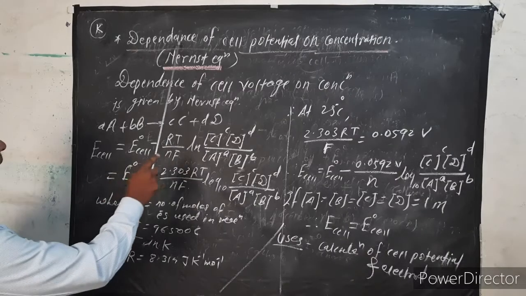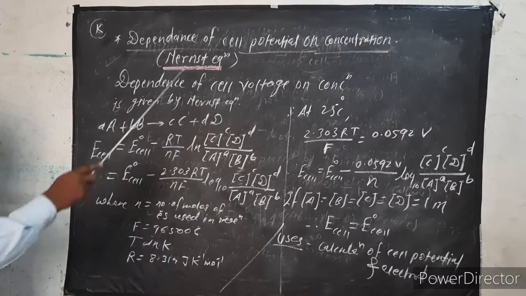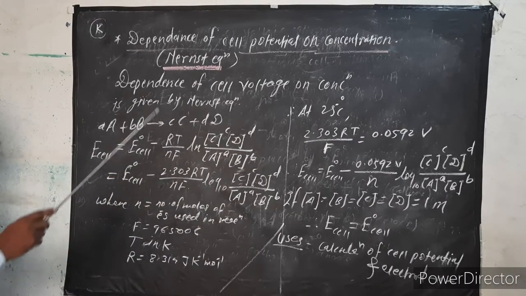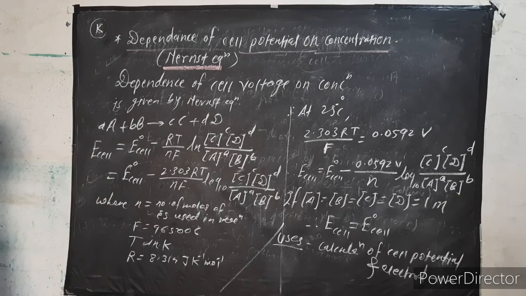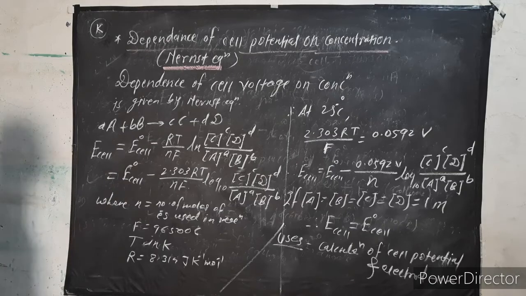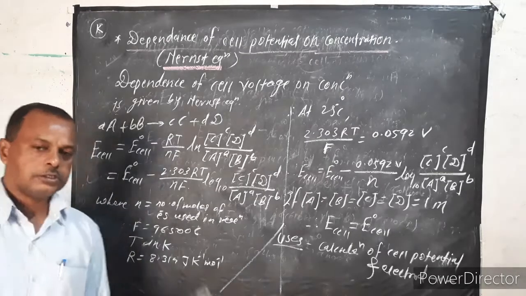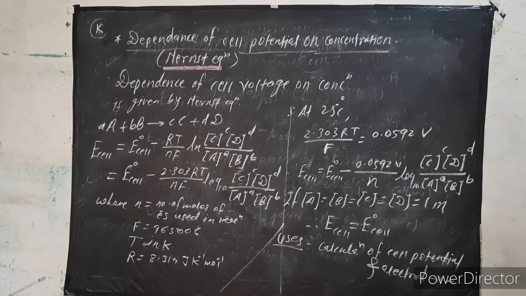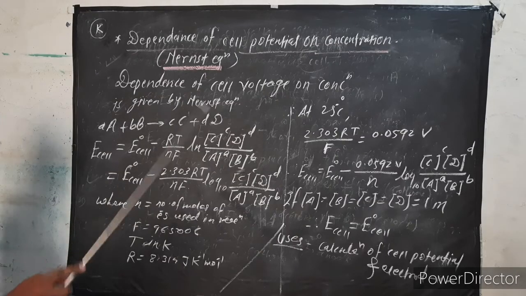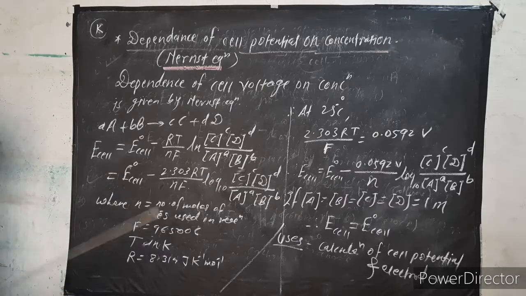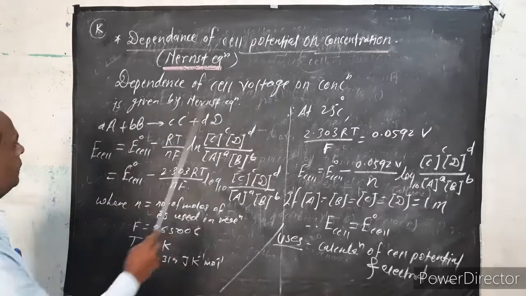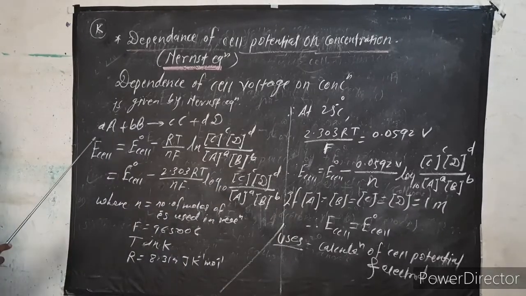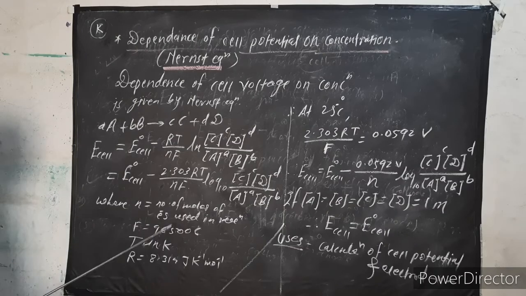Now we are going to study the dependence of cell potential on concentration, which is given by the Nernst equation. To predict the spontaneity of a reaction under anything other than standard concentration conditions, we should know how the voltage of a galvanic cell varies with concentration. Therefore, the dependence of cell voltage on concentration is given by the Nernst equation.